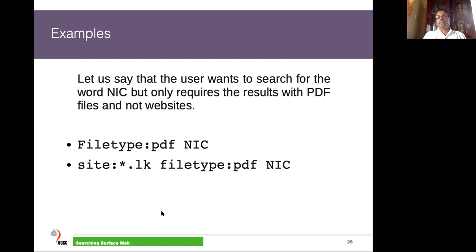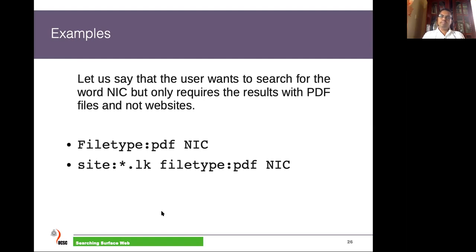Let's say you want to gather some intelligence about national ID numbers in Sri Lanka. You can just start by typing NIC, the national ID card number. You type NIC, there might be a lot of garbage. NIC is all over the world. You don't want that. Maybe you want some documents which publish the NICs.